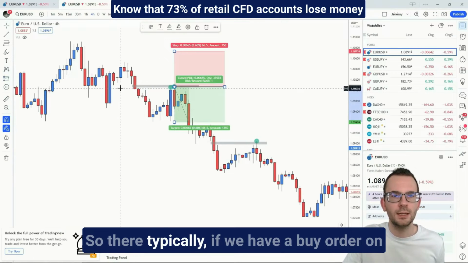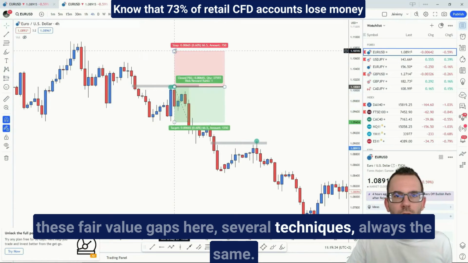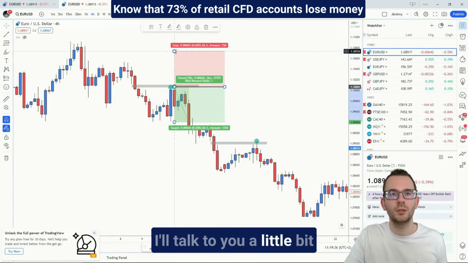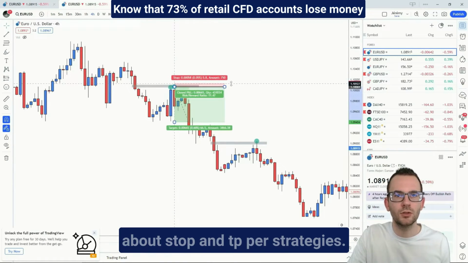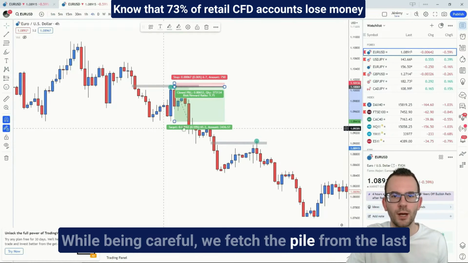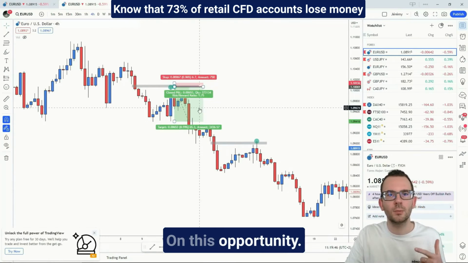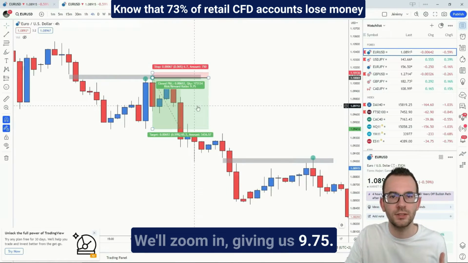So there are typically, if we have a buy order on these fair value gaps here, several techniques, always the same. I'll talk to you a little bit about stop and TP. Per strategies, we position just above the area, while being careful, we fetch the stop from the last low point. Here we have a magnificent ratio visible on this opportunity. We'll zoom in, giving us 9.75.